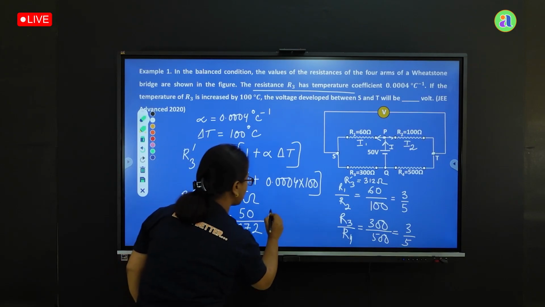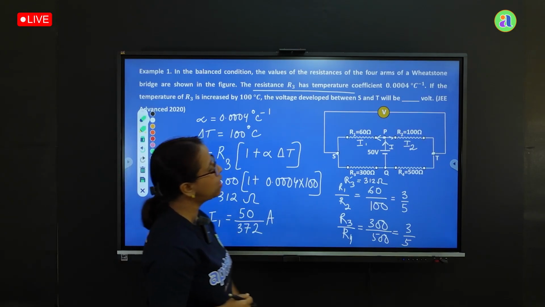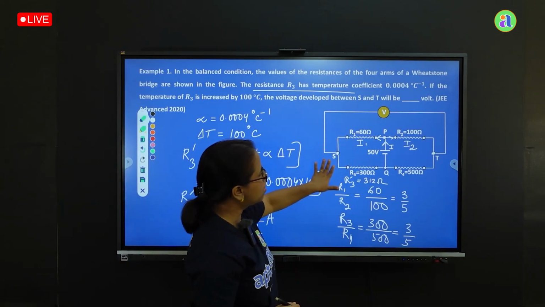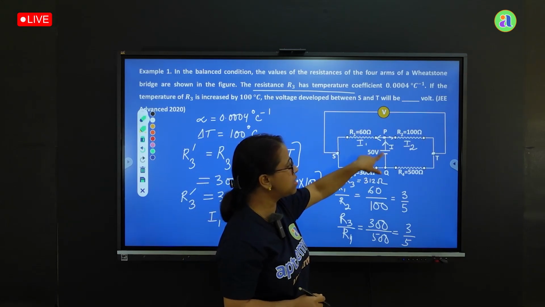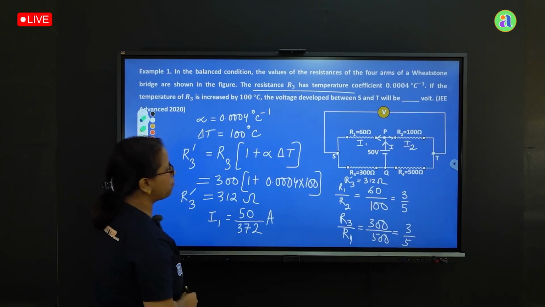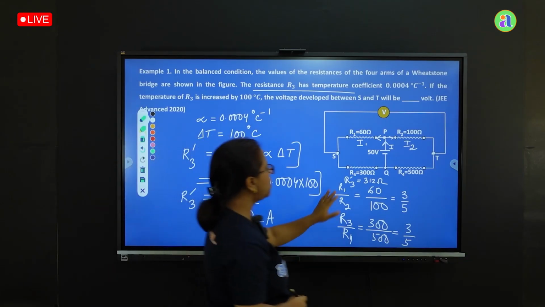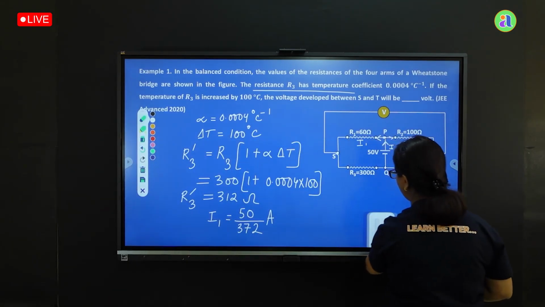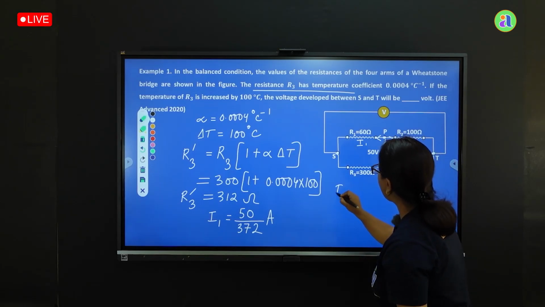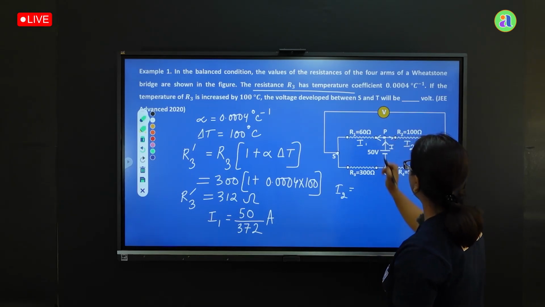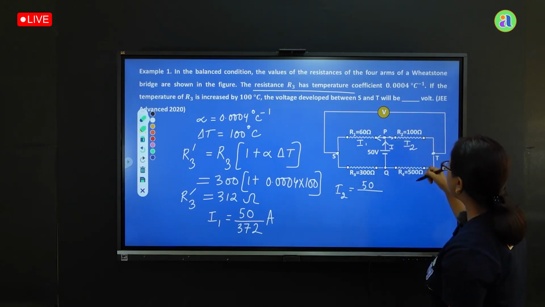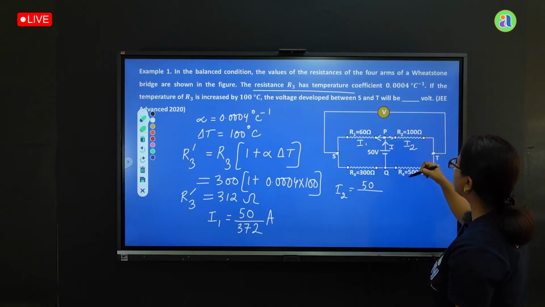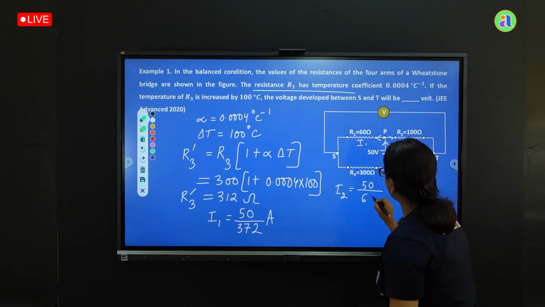So we see that this is the current which is flowing in the left hand side of the circuit, the left hand portion of the cell. So this is how we find out I1. Similarly, in an attempt to find out I2, we see that I2 will be equal to, again, the voltage is 50 by the net resistance here, which is R2 plus R4, that is 600.